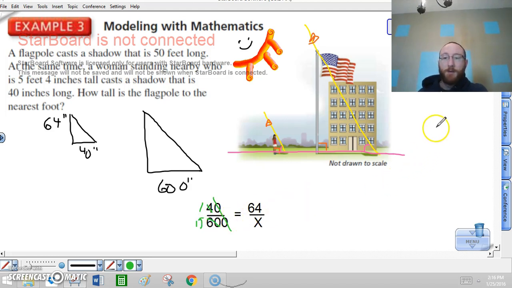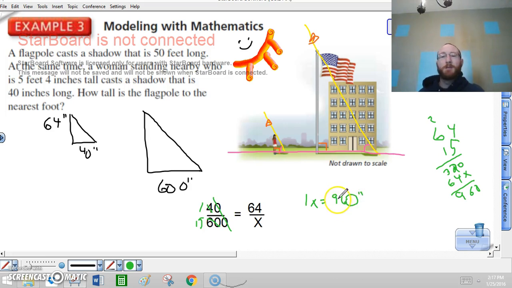So we got to do 64 times 15. Let's see, 5 times 4 is 20, carry the 2. 5 times 6 is 30, plus 2 is 32. And leave this one blank. 4, 6, let's see, 0, 6. So we got 960 inches. So we get 1x equals 960 inches.